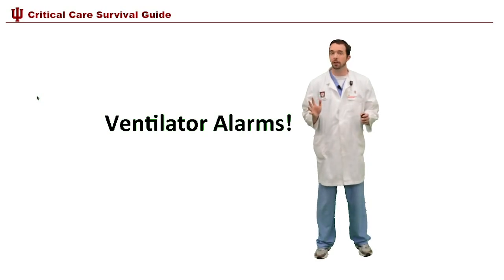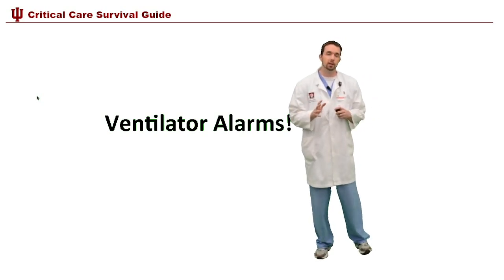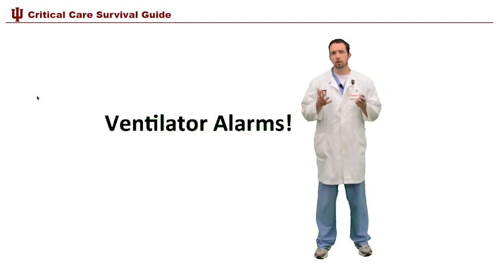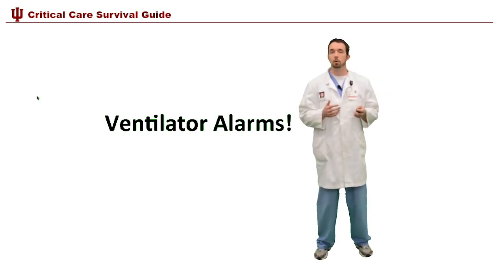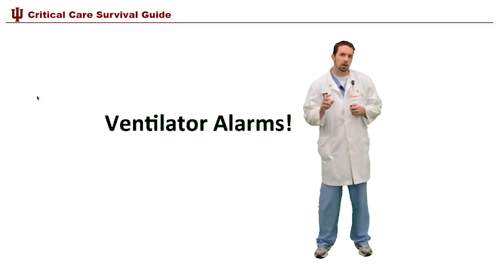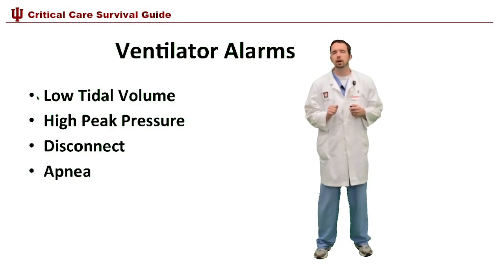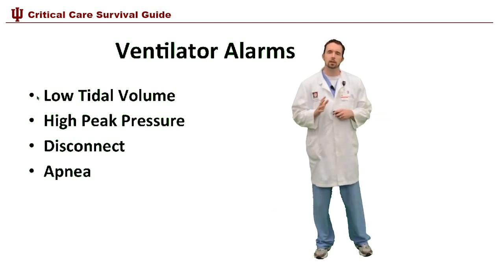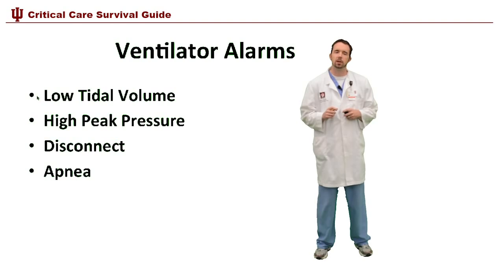We're going to be talking about ventilator alarms. Hopefully, by the end of this short session, you'll have a little bit of an understanding of what different things might set a ventilator alarm off. Ventilator alarms come in 4 different flavors: low tidal volumes, high peak pressures, disconnection, and apneas. Let's go through each one in turn.